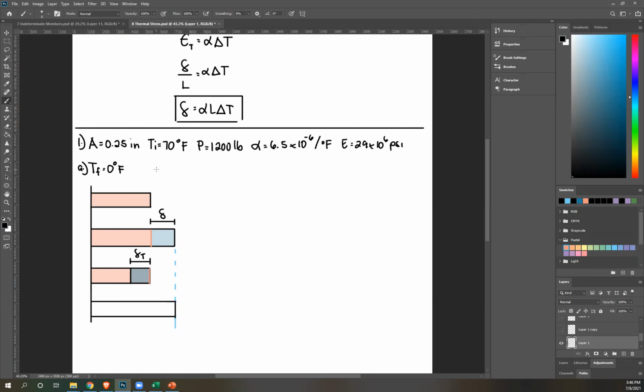Okay. So this is it. Then this is now its deformation afterwards. Right.